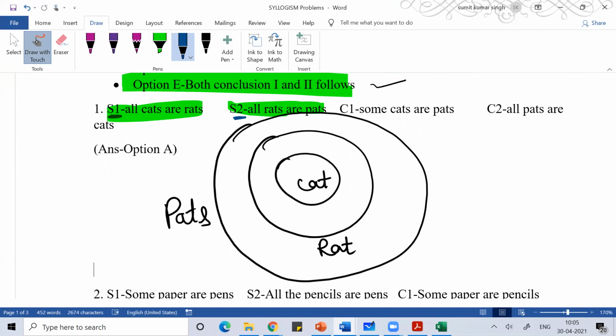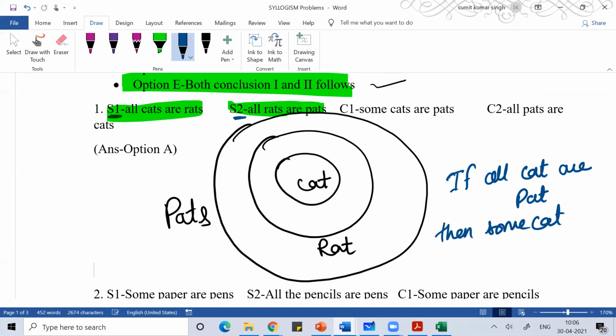Conclusion one: some cats are pets. Understand, guys. If all cats are pets, because all cats are rats and all rats are pets, then definitely all cats will be pets. So some cats are pets would be true. I hope you are understanding, right? If all A are B and all B are C, then definitely all A are C. If all A are C, then definitely some A are C.